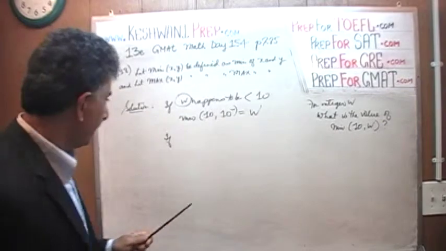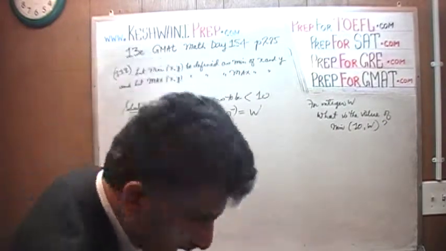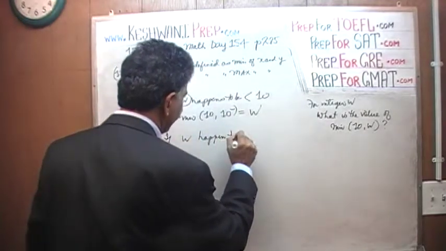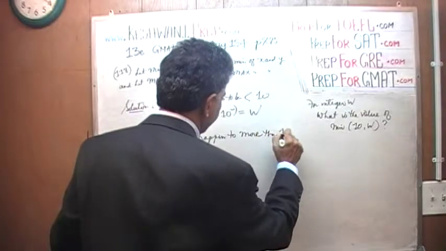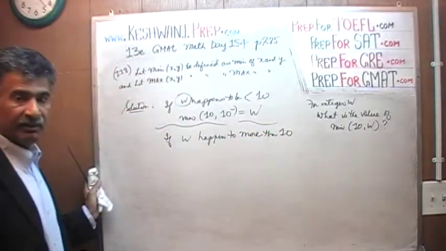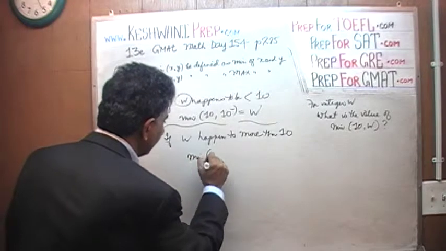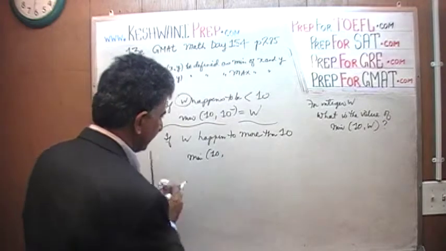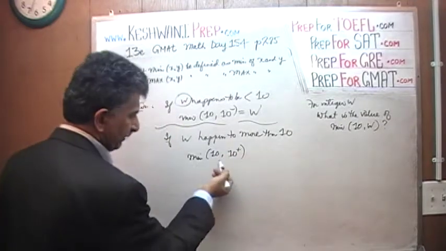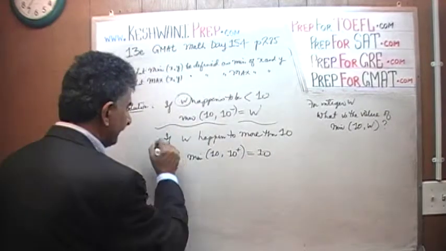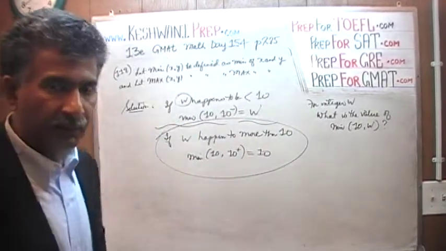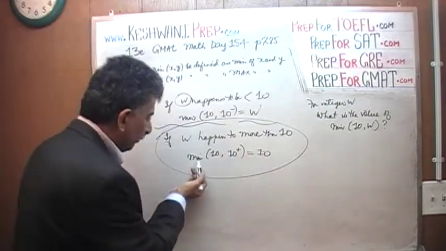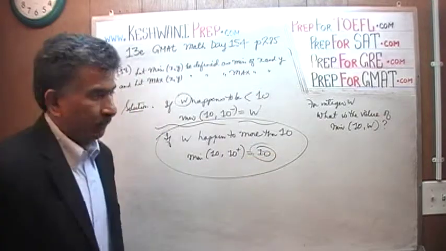On the other hand, if w happens to be something more than 10, let's put down here as 10 plus, then the minimum of 10 and w is the lower of the two, which is 10. So in this scenario, we don't actually need to know the precise value of w, because the minimum of 10 and something more than 10 is 10. And we will have answered the question.